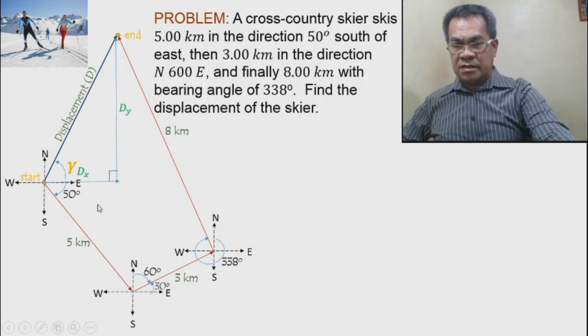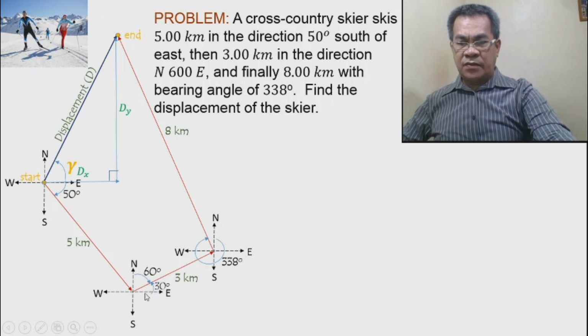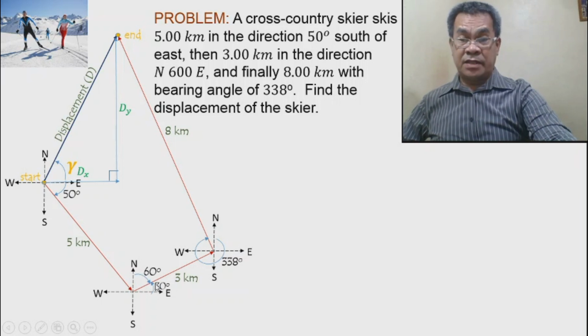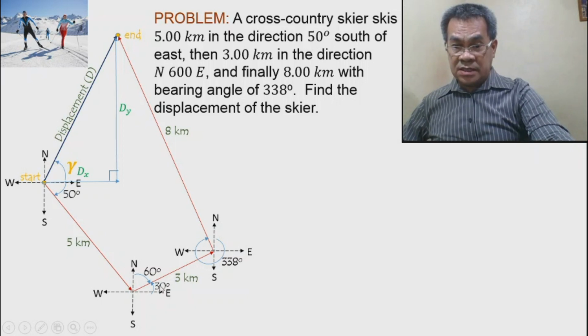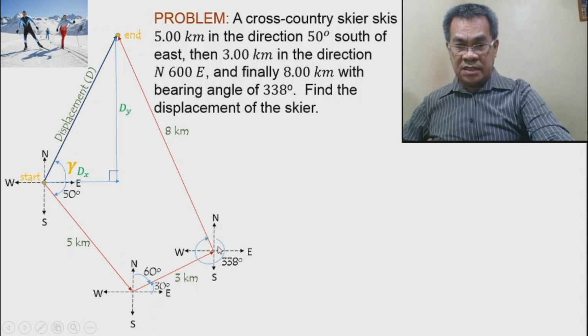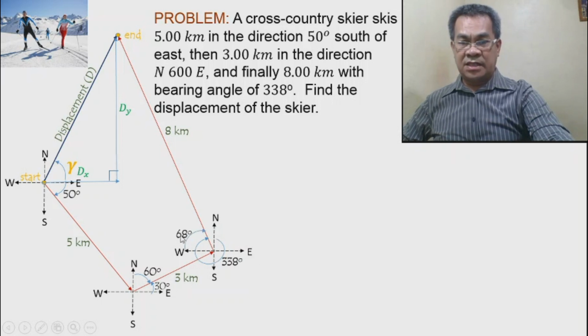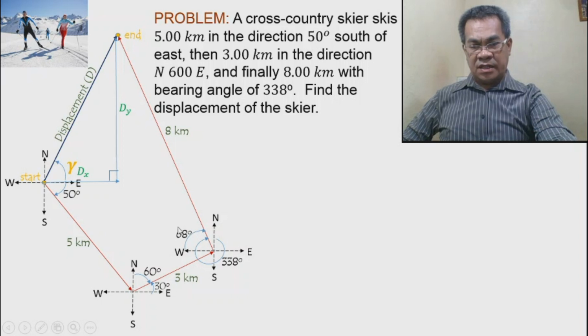Now remember that we will be working with angles now. Because this is 60 degrees, we have to provide the reference angle to make it convenient. This is already a reference angle, and this is 60, so we have to use 30. In this case, what's the reference angle of 338? 338 minus 270, that's 68 degrees. So we will be using the reference angle. 50 is already reference. Do not use 60, so that it will be in a uniform cosine for the x. This is 30 degrees and this is 68 degrees.